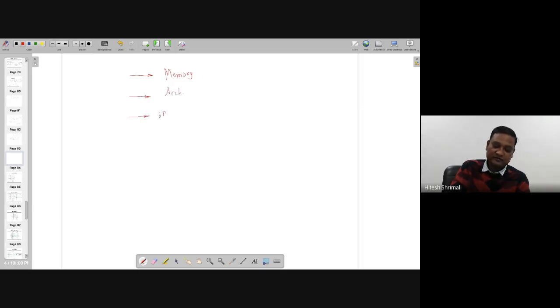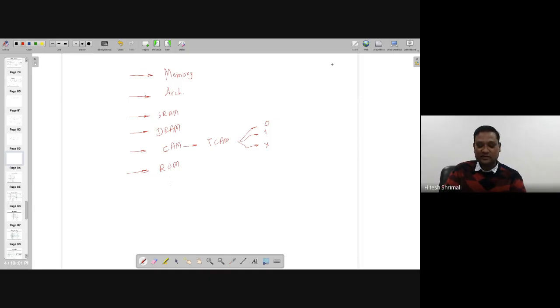We also studied SRAM, DRAM, TCAM, some sort of ROM also we studied, right? So we know that this is static, this is dynamic, so we studied actually CAM, and one of the examples was TCAM, where it was searching not only for 0 or 1, but it was searching also for don't care condition also, right? So it can search 3 different values, 0, 1 and X, or the don't care. So that's how it's a ternary CAM. So we studied all these things.